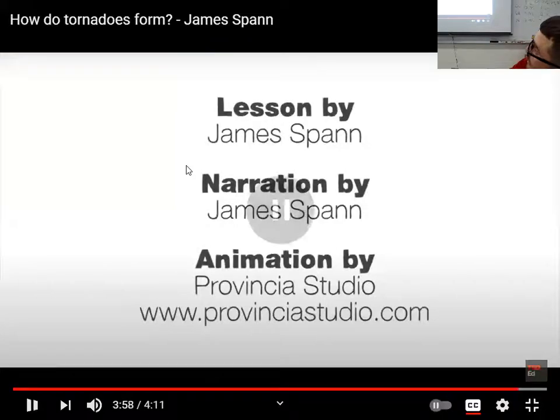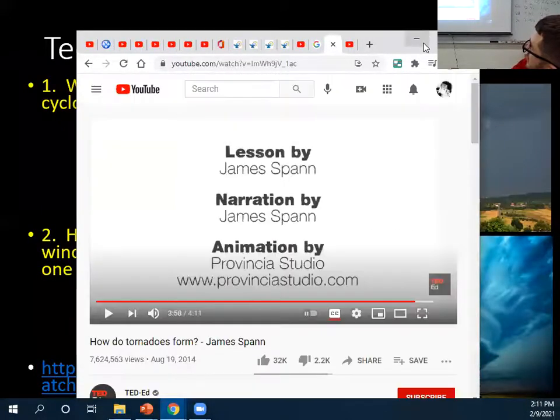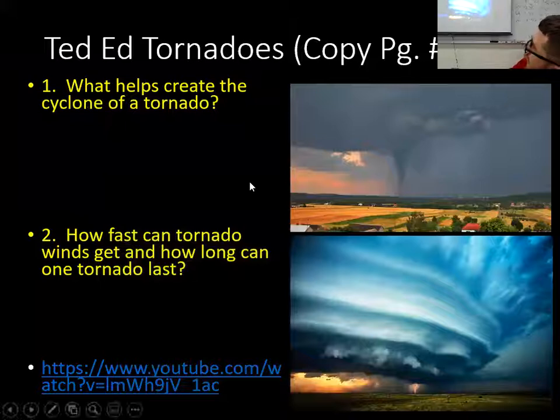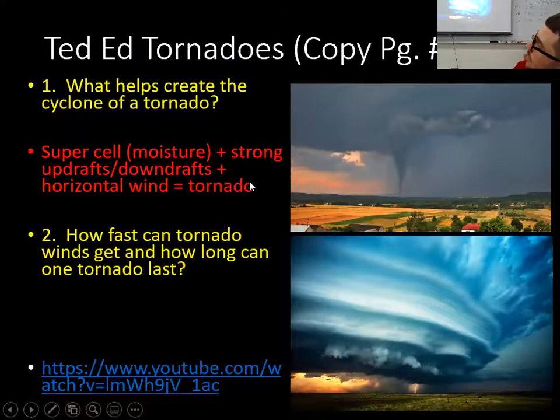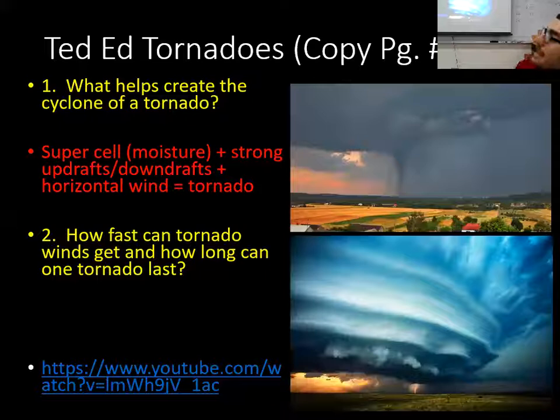Okay, guys, really good animation going over tornadoes for us. Okay, so let's discuss the ingredients mentioned. In the diagram that was shown, we had these three things. We had a supercell. A supercell is a super strong thunderstorm, a massive cloud. It's got a ton of moisture in it. You've got to have a massive thunderstorm. Then you've got to have really strong wind moving up and down. We call these updrafts and downdrafts.